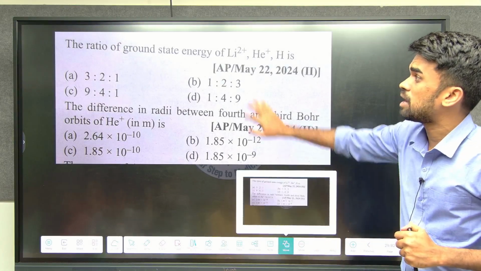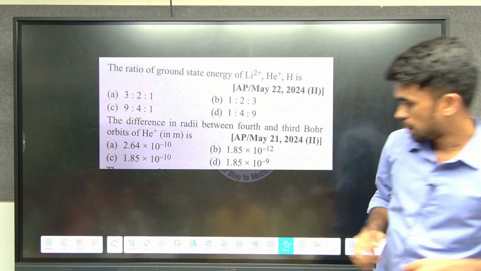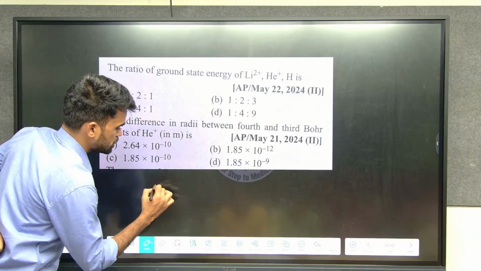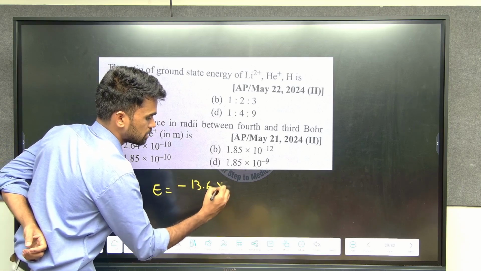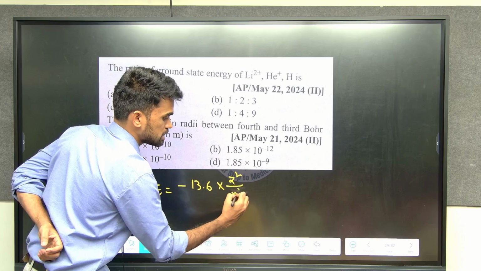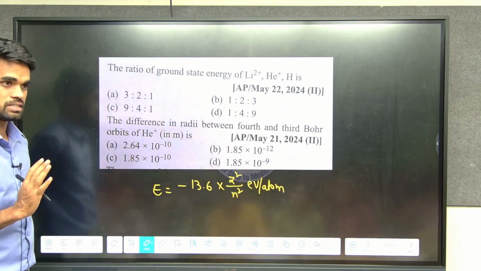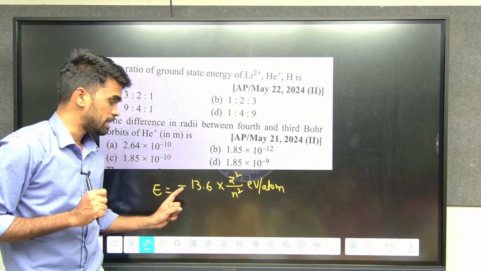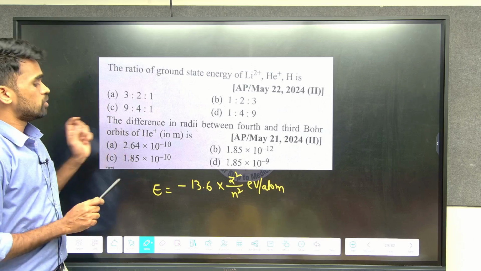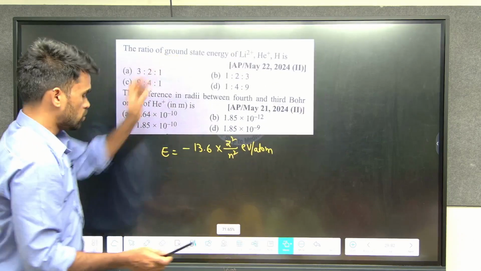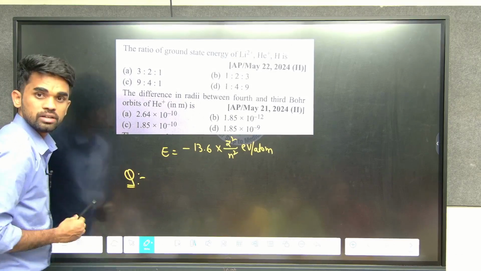What is the energy formula we discussed? Bohr model energy. E is equal to minus 13.6 Z square by N square electron volt per atom. This is the energy formula we discussed. What is the formula? Minus 13.6 Z square by N square. Now, for example, I am asking you the energy of... First write this question, later we will go to that.